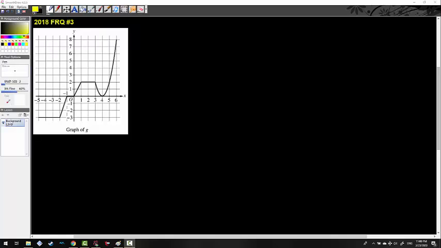Today we are going to be looking at the 2018 Calculus BC FRQ number 3, which also had a guest appearance on the Calculus AB FRQs. This was a shared question. This is our classic derivative graph.